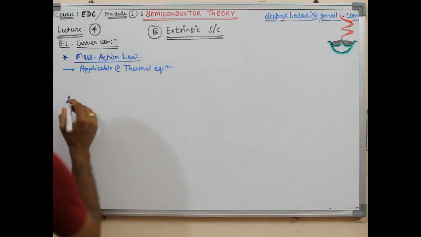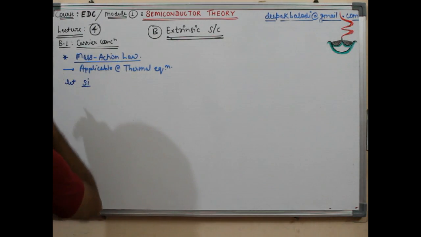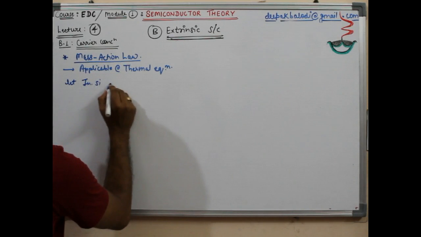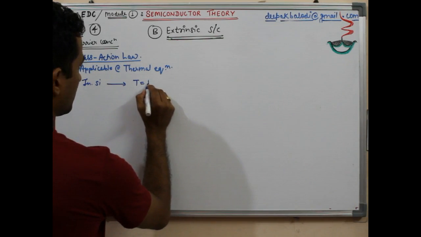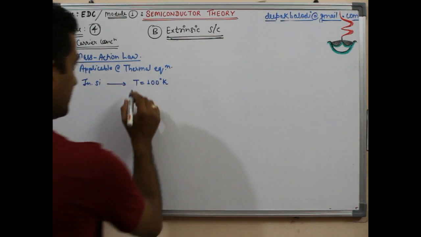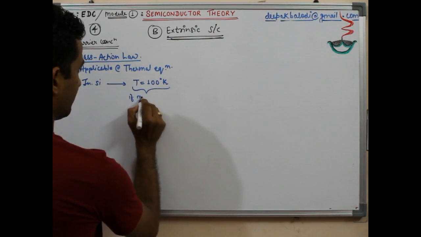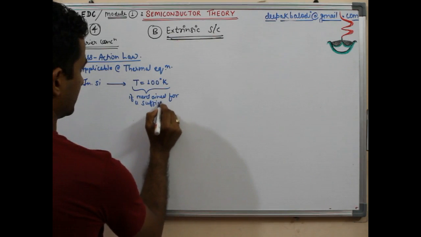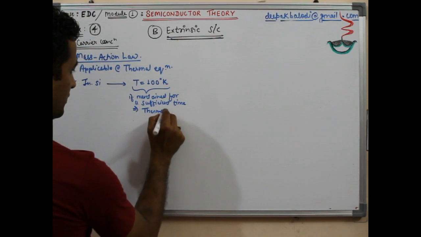So like silicon, and that too intrinsic silicon, let me take, and let's suppose we have kept it at T equals 100 degree Kelvin. Then at this, if it is maintained for a long time, sufficient time, then it results into thermal equilibrium.